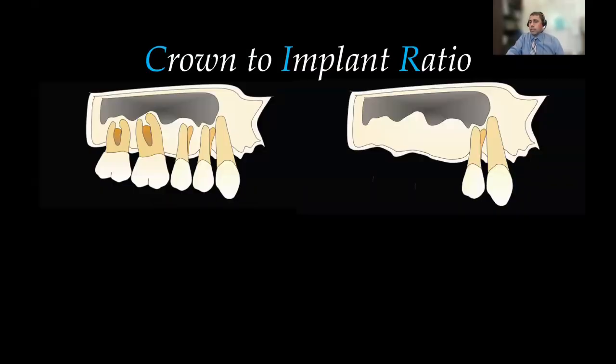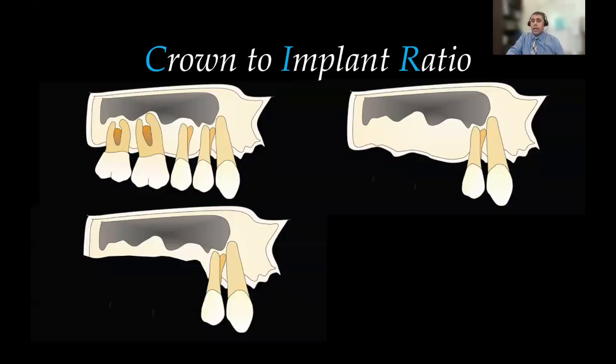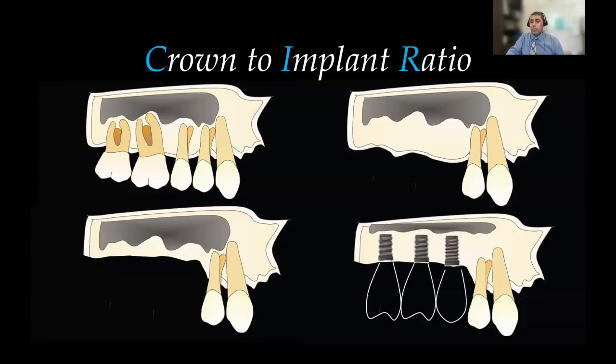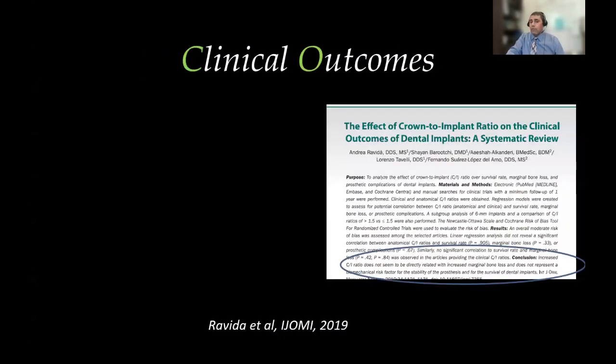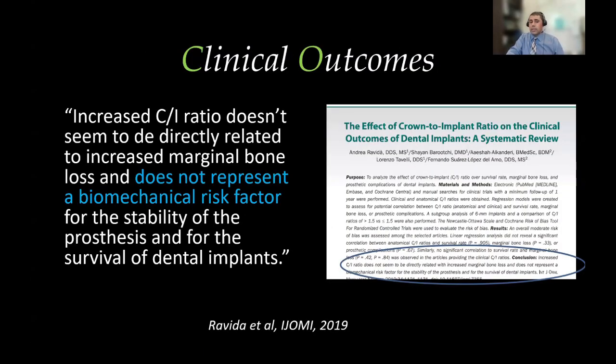So normally after the extraction of the teeth, we have pneumatization of the sinuses, and that leaves us with a very, very minimal amount of bone. Luckily, we can do a sinus graft and place implants, but generally those will be shorter implants than we would like to have, and will have longer teeth because of the recession and because of the bone loss in that area. However, from a clinical outcome standpoint, increasing the crown to implant ratio seems to increase marginal bone loss in some areas, but does not represent a biomechanical risk factor, meaning we have to be less concerned about crown to implant ratio versus that of teeth.